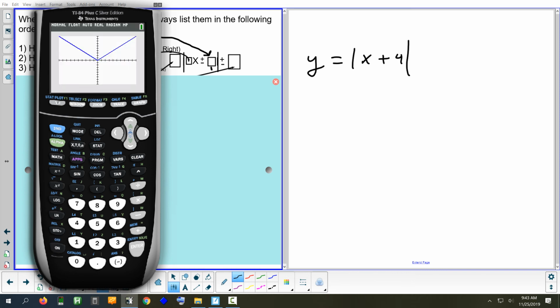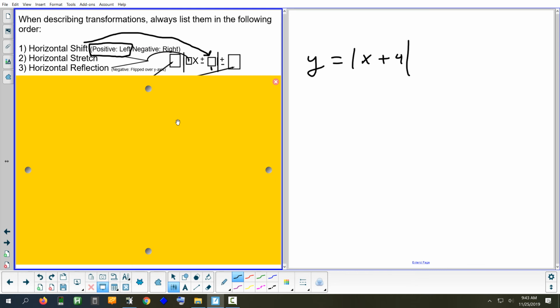There's the original without a +4. Now let me put in a +4 and hopefully it moves 4 units to the left. So x plus 4, hit graph. Did it move 4 units to the left? Yeah. If you look at it, 1, 2, 3, 4. I'm just looking at where the tip of the V is. It went 4 to the left. So we just practice looking at where we put a number and what it does. That moved it to the left.